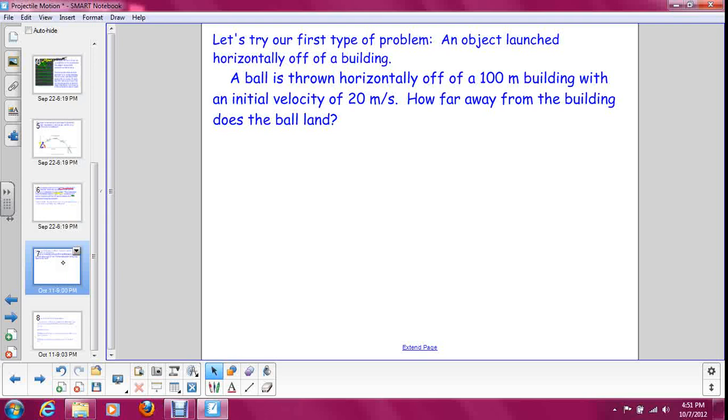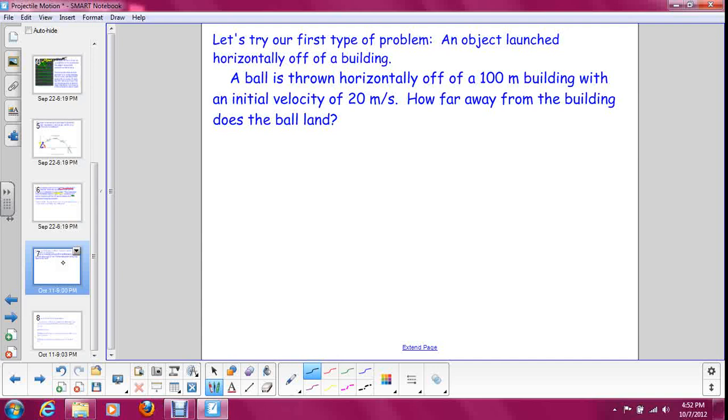This is an example of an object launched horizontally off a building. A ball is thrown horizontally off of a 100-meter building with an initial velocity of 20 meters per second. How far away from the building does the ball land? These problems are still constant acceleration problems, so we follow the same exact steps we did for constant acceleration in 1 dimension. The only thing that's different here is now we have an x and a y.